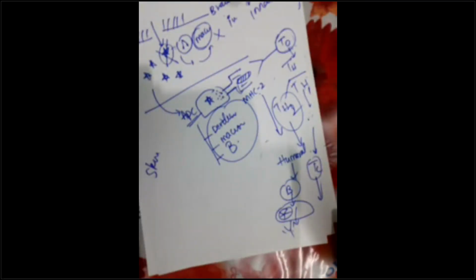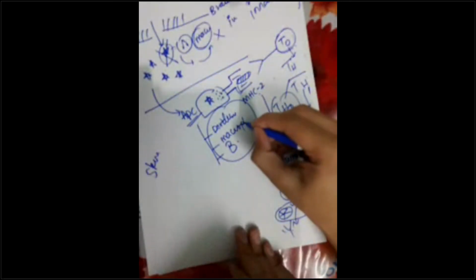Yes. What else do I have to discuss? Arbaz, someone asked, what is the second type of APC? Second type, macrophage. Okay. Macrophage.